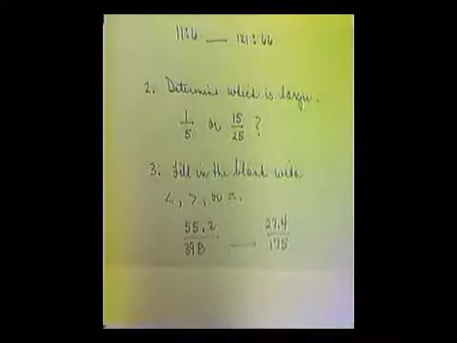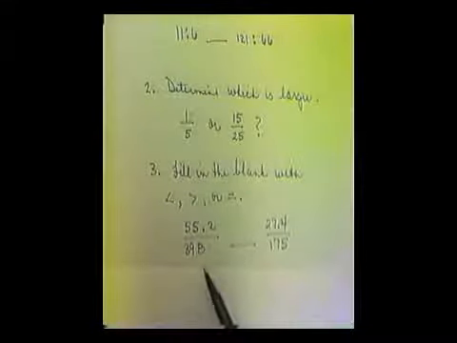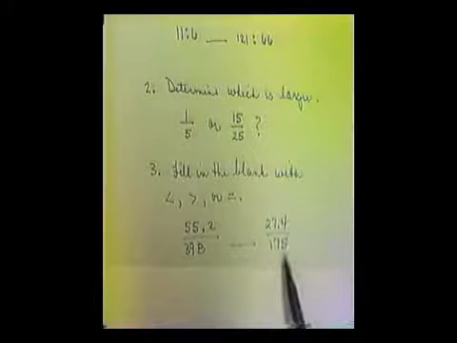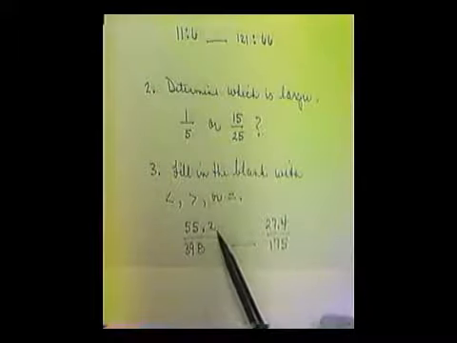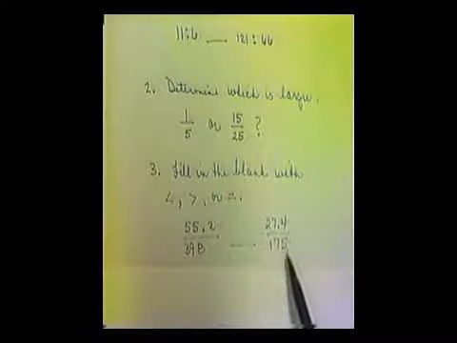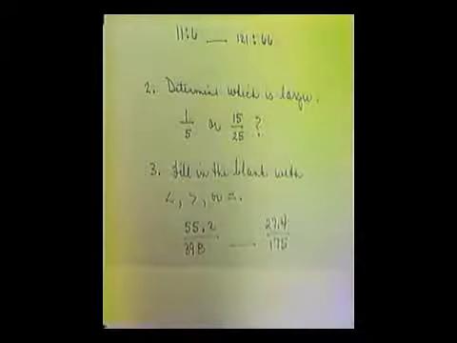Our third practice problem is to fill in the blank again with less than, greater than, or equal to. Our first ratio is 55.2 to 398. Compares how with 27.4 over 175. How does 55.2 over 398 compare with 27.4 over 175? Okay, stop the tape, work the problems, and then check your answers.